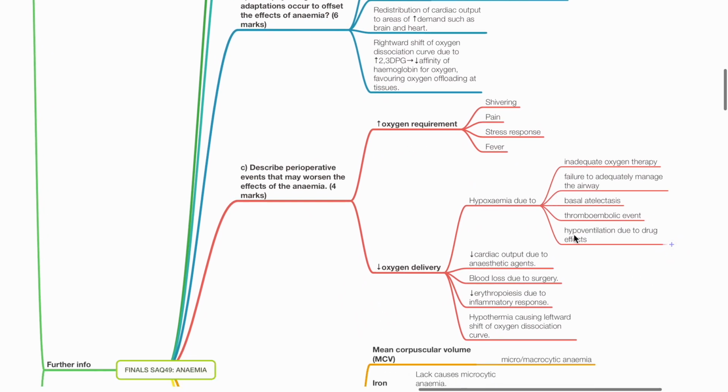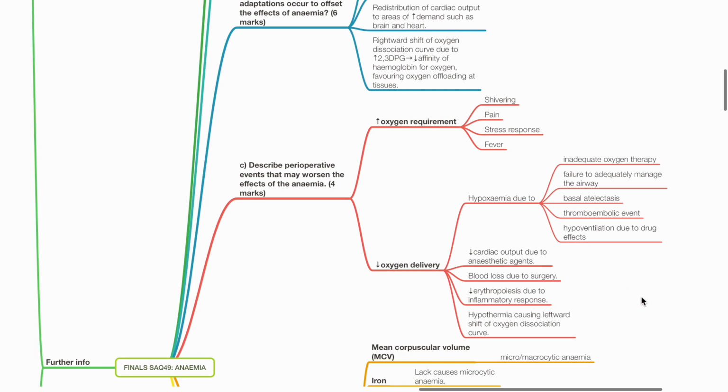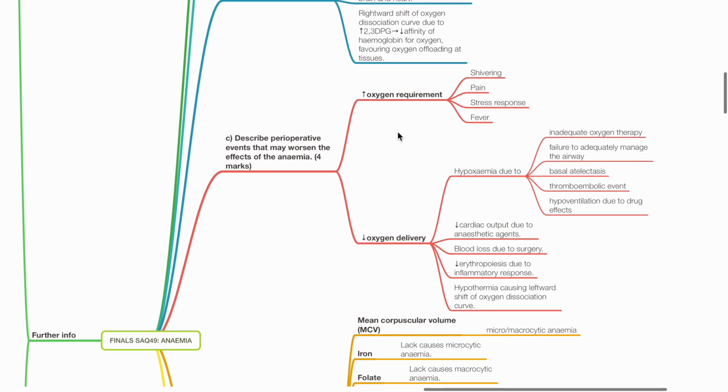C. Describe perioperative events that may worsen the effects of anemia. This includes conditions that increase oxygen requirement, such as shivering, pain, stress, and fever. Conditions that reduce oxygen delivery, including hypoxemia, for example due to inadequate oxygen therapy, failure to adequately manage the airway, basal atelectasis, thromboembolism, and hypoventilation.